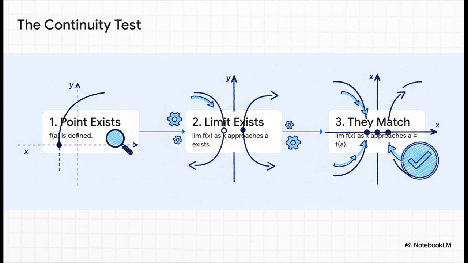First, we ask, is there even a point there? Like, if you go to a specific spot, does the function actually give you a value? Second, as you get closer and closer to that spot from both sides, are you heading toward the exact same location? And third, the final check. Does the spot you are heading towards actually match the point that's really there? A function has to pass all three of these tests, no exceptions, to be called continuous at that point.